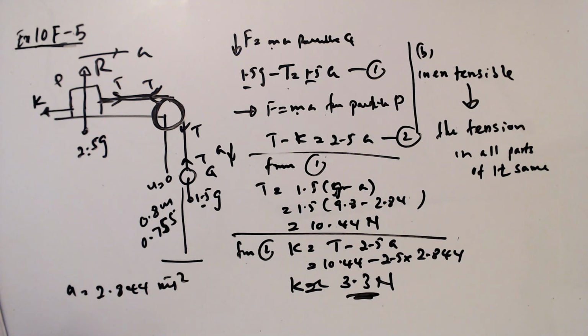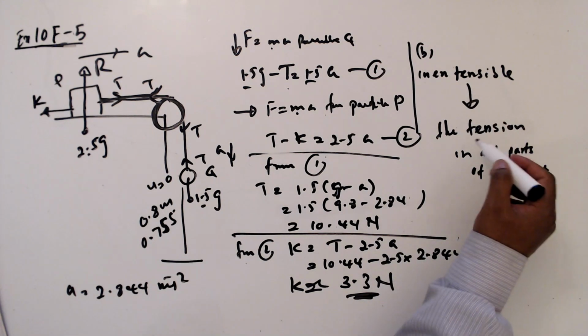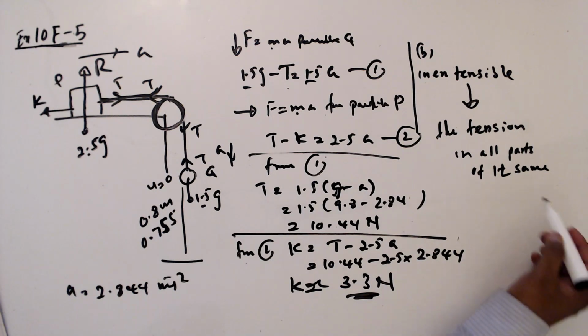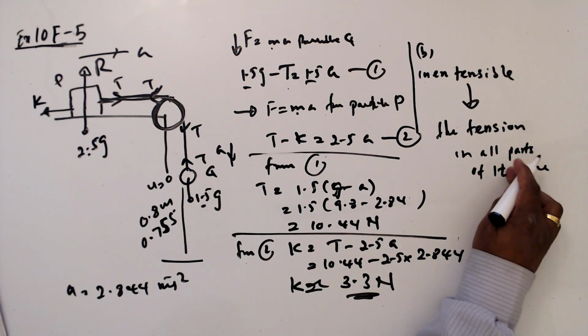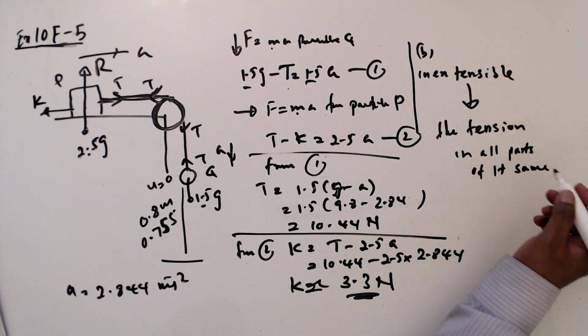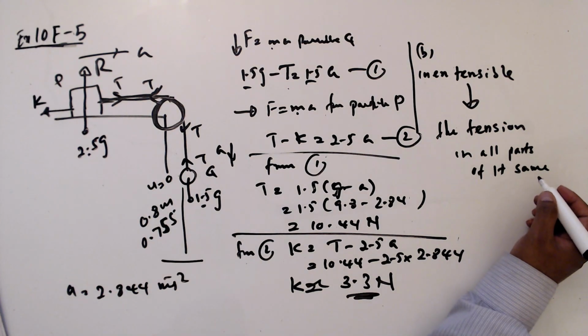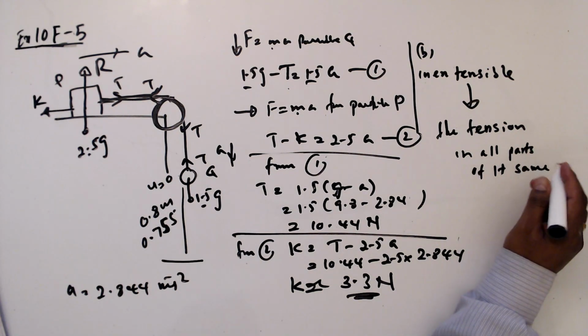Part B, state how in your calculation you have used the information that the string is inextensible. If it is inextensible, the tension in all parts of it is the same.